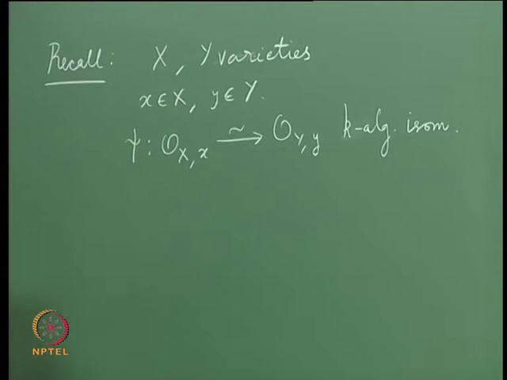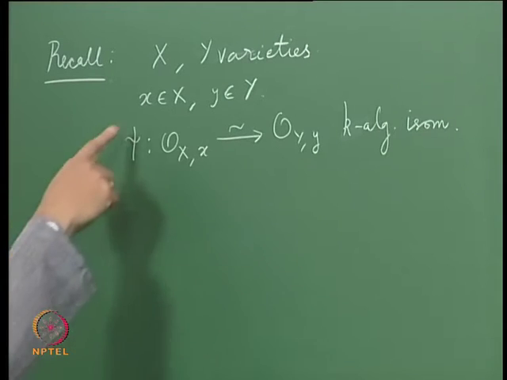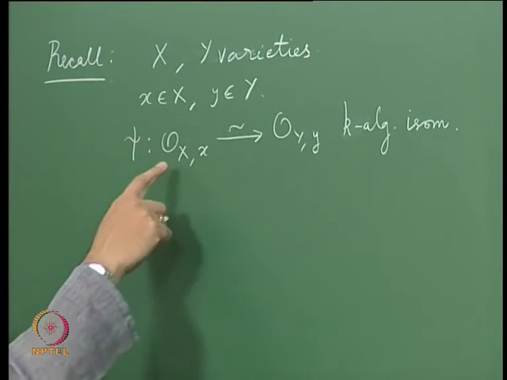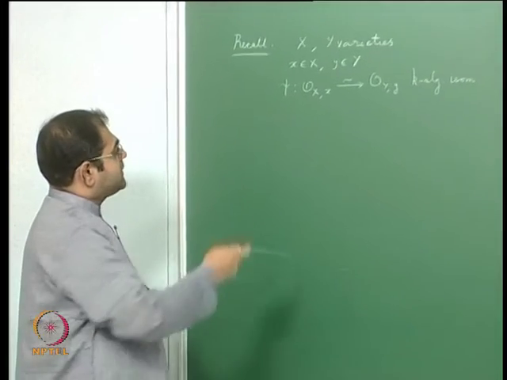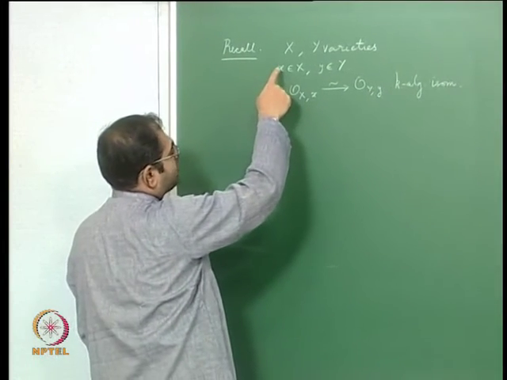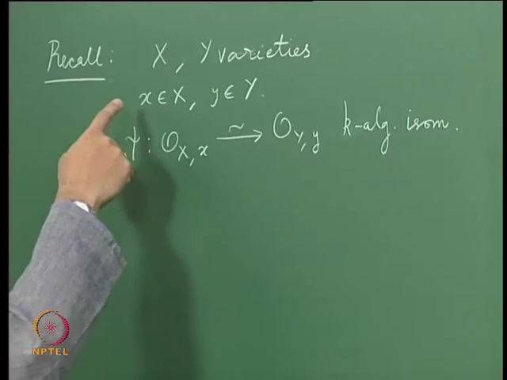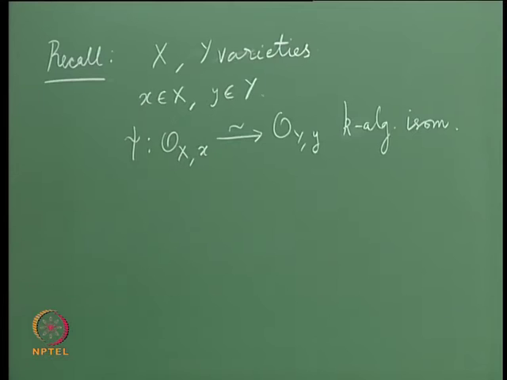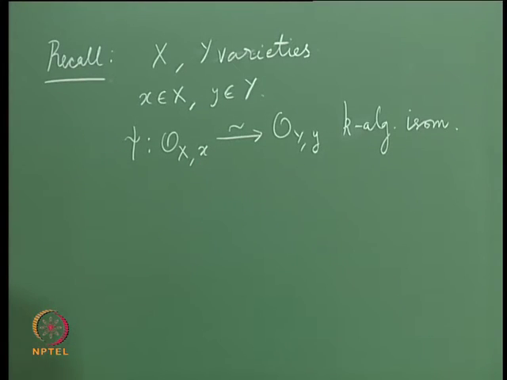We had this, and then what we did was we wanted to show that if you have two varieties and there are points where the local rings are isomorphic, then there are open neighborhoods surrounding those points which are actually isomorphic as varieties. So in other words, we wanted to find an open set containing x and an open set containing y and an isomorphism between these two open sets. And the point is that the isomorphism at local rings will induce this isomorphism, that is what we wanted to show.